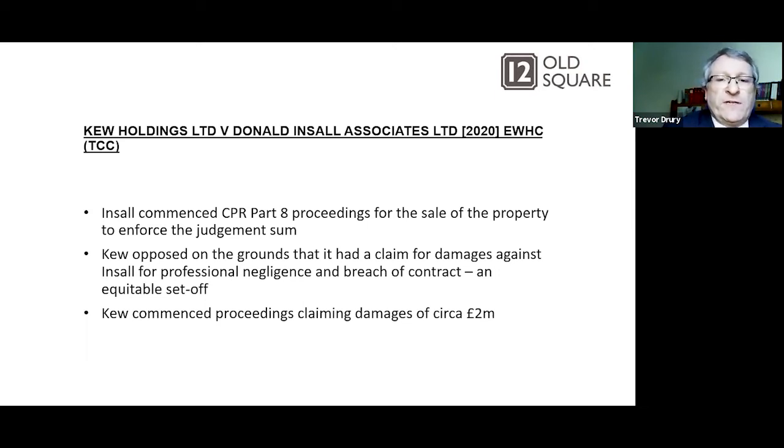Q opposed this on the grounds that it had a claim for damages against Insel for professional negligence and breach of contract, so it was an equitable set-off. So Q commenced proceedings claiming damages of something in the region of 2 million.